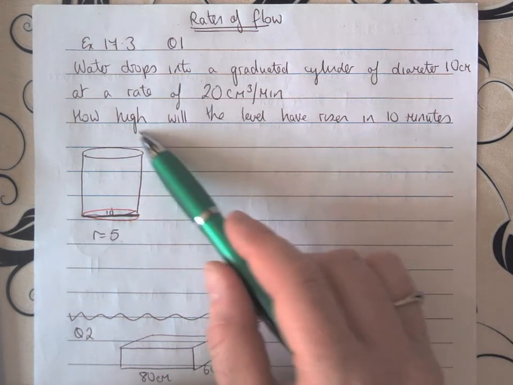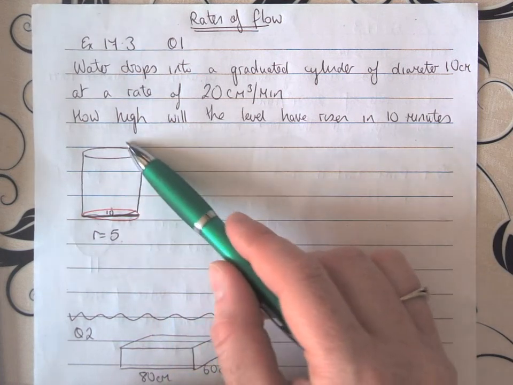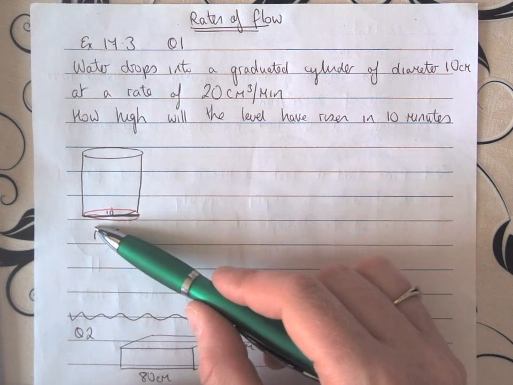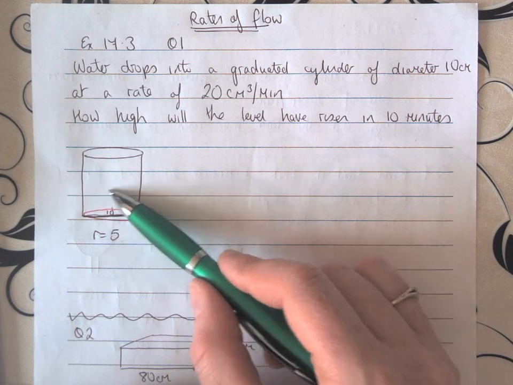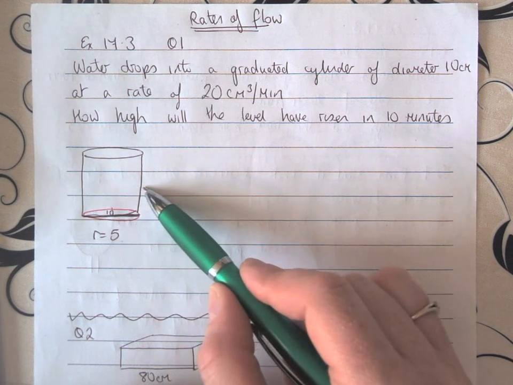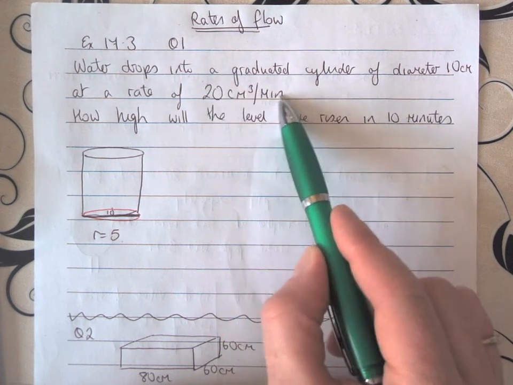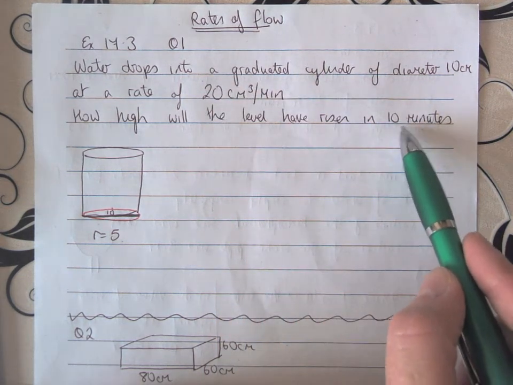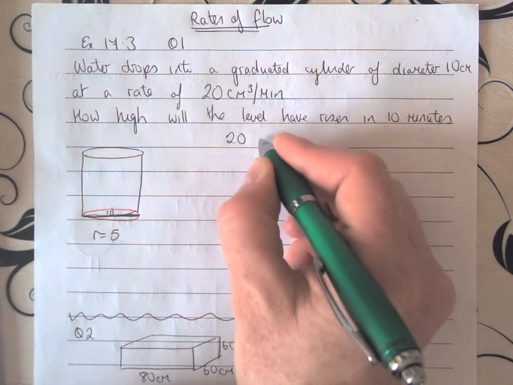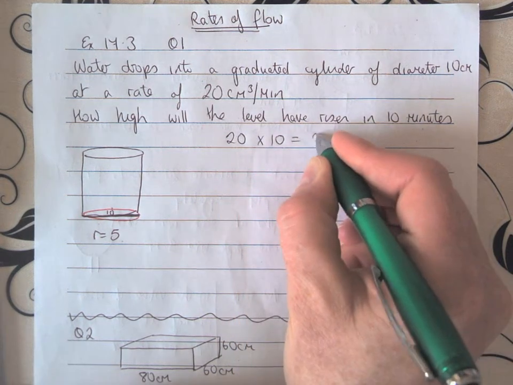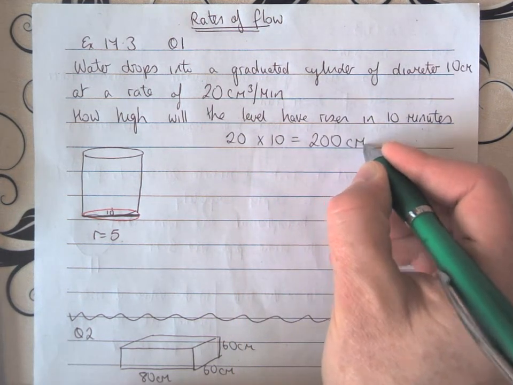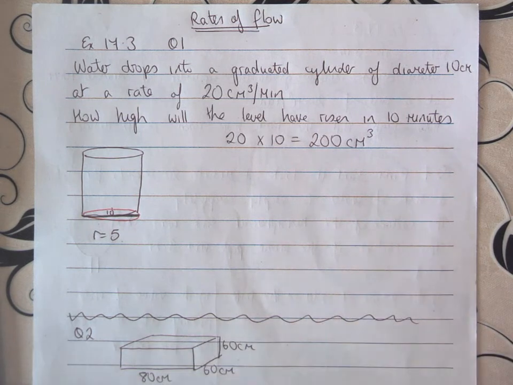Okay. So we're talking about a volume of a cylinder, but we want to know what height it will get to on the cylinder in 10 minutes. Now it's telling you that 20 centimeters cubed is going in per minute and it's over 10 minutes. So the first thing you're going to do is multiply 20 by 10, and that will tell you how much has gone into the container in the 10 minutes.